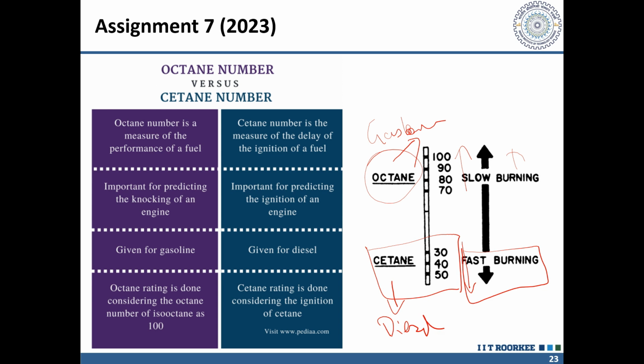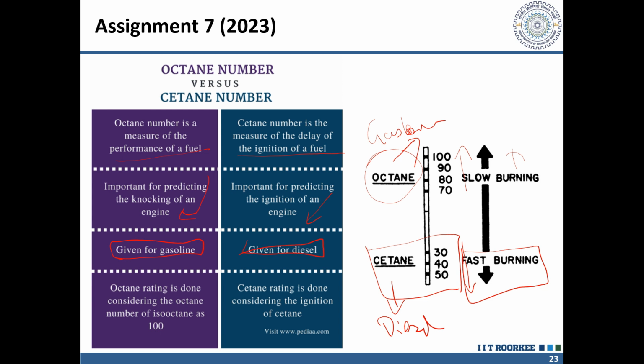So octane number is a measure of performance of a fuel, while cetane number is a measure of delay of the ignition of a fuel. And octane number is important for predicting the knocking of the engine, while the cetane number is used for predicting the ignition of the engine. And octane numbers are used for gasoline, as we have discussed here also, and cetane number is used for diesels.